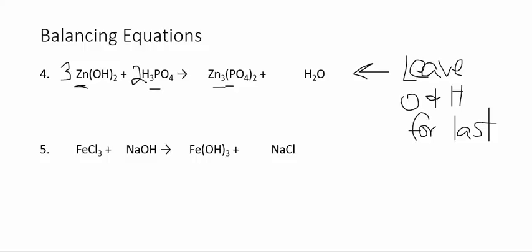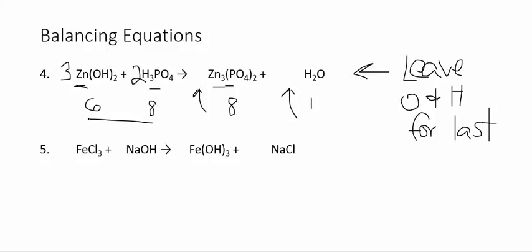Now you can come back and look at the O's and H's, and it doesn't matter which one you look at first. Let's look at O's. There are 6 O's in zinc hydroxide, and there are 8 O's now in H3PO4. So there's a total of 14 oxygen. On the product side, I have 8 in the Zn3(PO4)2, and then I have 1 over here. Well, if I change the coefficient in front of zinc phosphate, that's going to change the zinc and the phosphorus. So I really don't want to change that coefficient. If I need to add more oxygen, I'm going to change the coefficient right here.